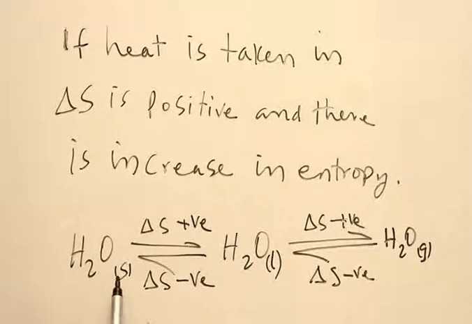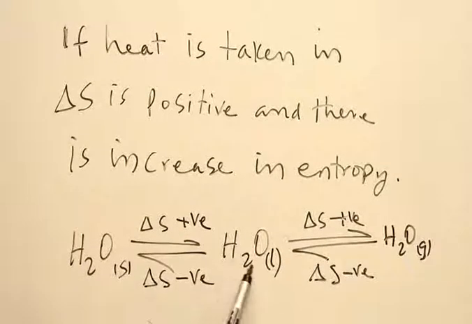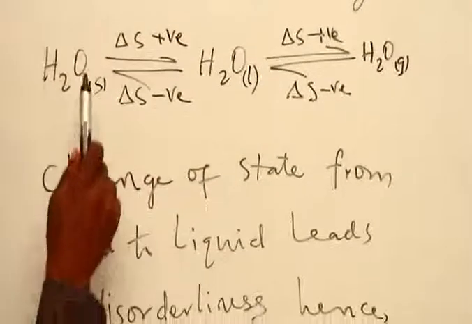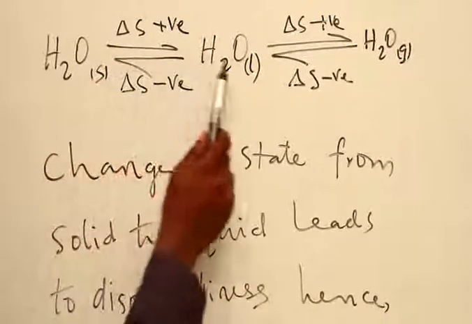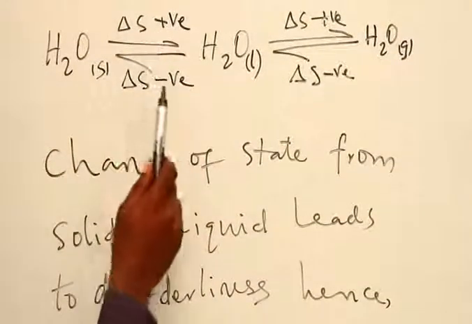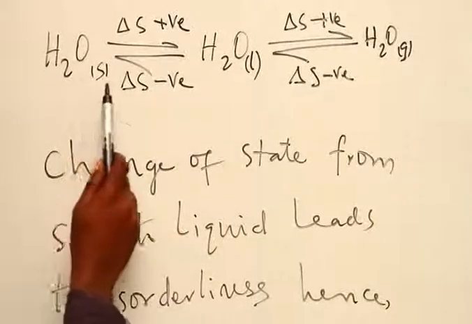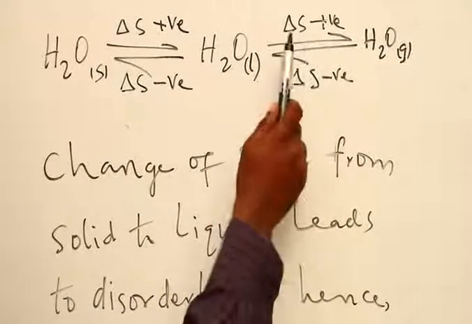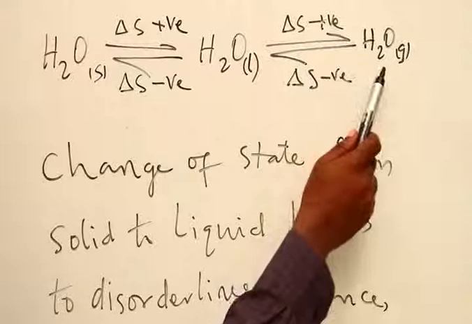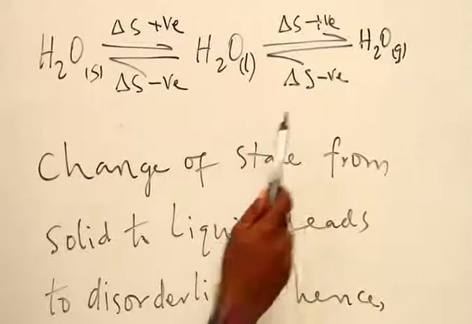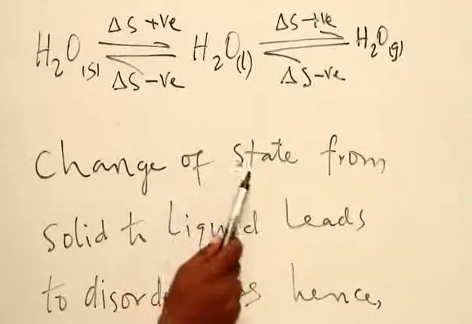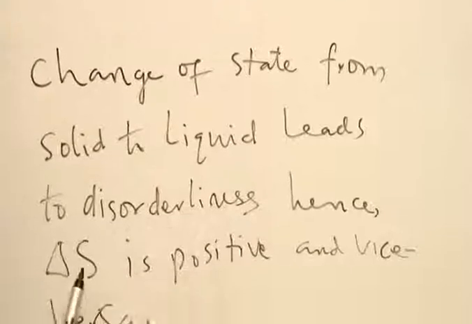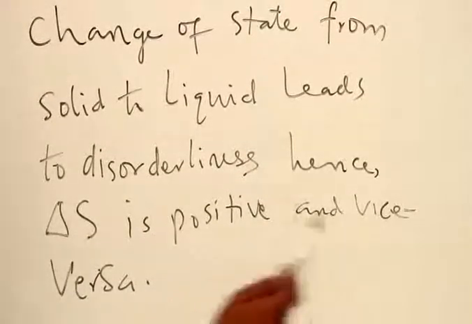Water at solid state going to water at liquid state going to gaseous state. From solid state to liquid state, delta S is positive, while from liquid state to solid state, delta S is negative. From liquid state to gaseous state, delta S is positive, but from gaseous state to liquid state, delta S is negative. Change of state from solid to liquid leads to disorderliness. Hence, delta S is positive and vice versa.